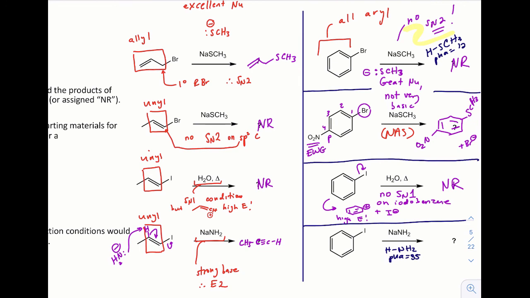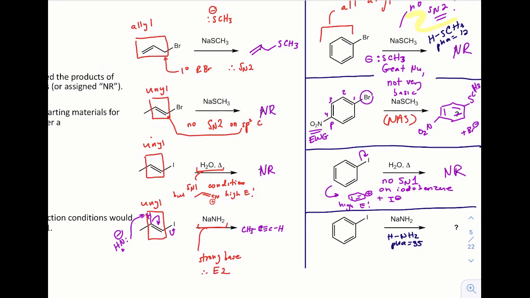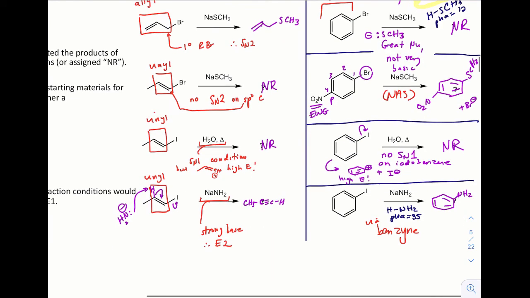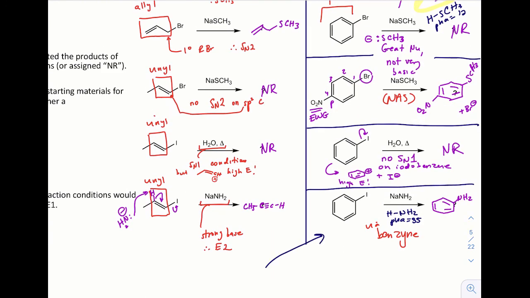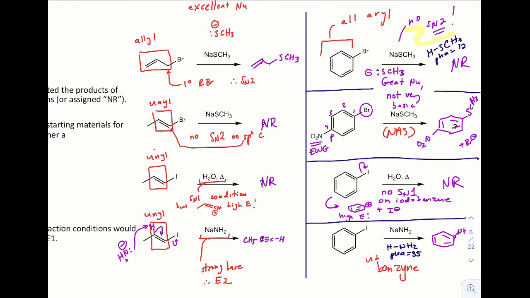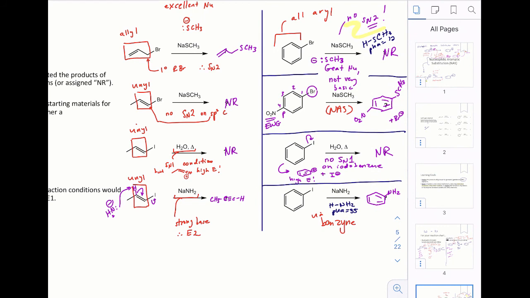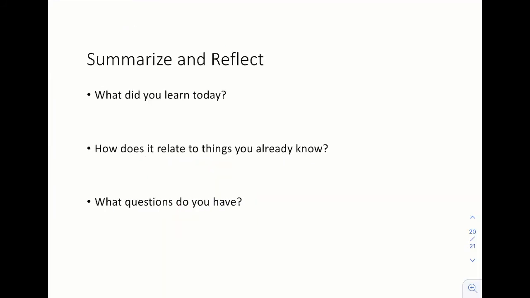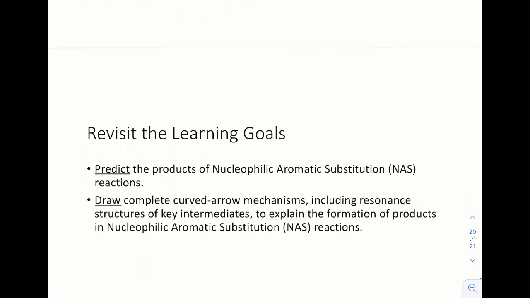So yes, there will be a benzyne, so substitution via the benzyne mechanism to generate this aniline. You can try to draw this mechanism out if you like, and double check with me if you have any questions. All right, we're ready to do our final summary. Overall, what did you learn today? How does it relate to things you already know? Quite a bit, probably. And then what questions you have, let me know.